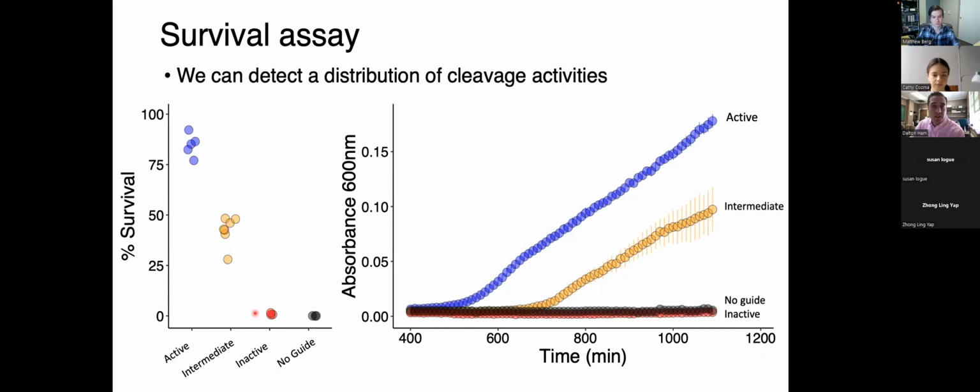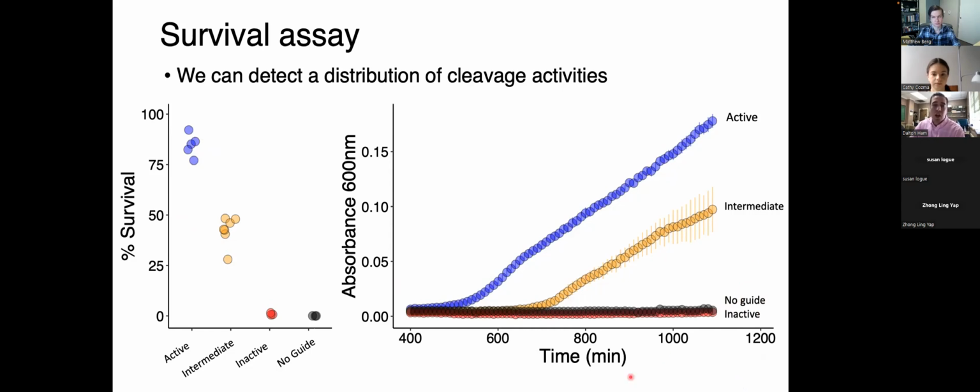Furthermore, when we conduct this similar assay, but do an outgrowth in liquid rather than on plates, we see the same thing, where the active one is growing well in toxin-inducing conditions. Some are growing okay. And then we see again, no guide is not growing well, similar to the inactive guide.